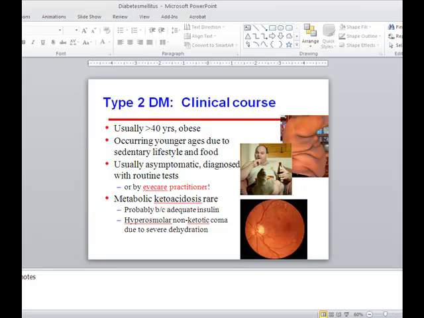And metabolic ketoacidosis is rare because they always have some amount of insulin. Initially they have some. All I'm saying is the effects are not as bad as type 1 diabetes in these individuals. Most of the physiological effects are not as severe as in type 1. And so the condition has to be very severe in type 2 to see metabolic ketoacidosis.